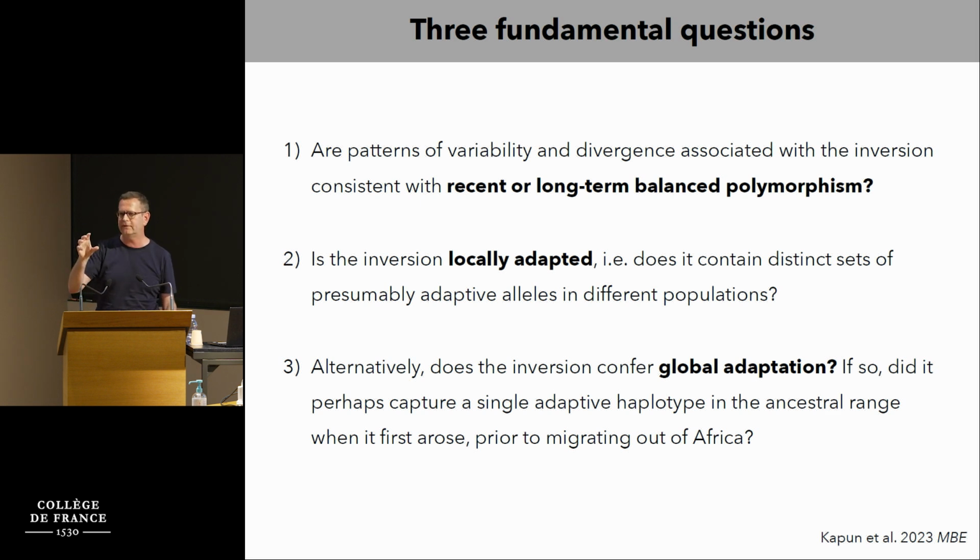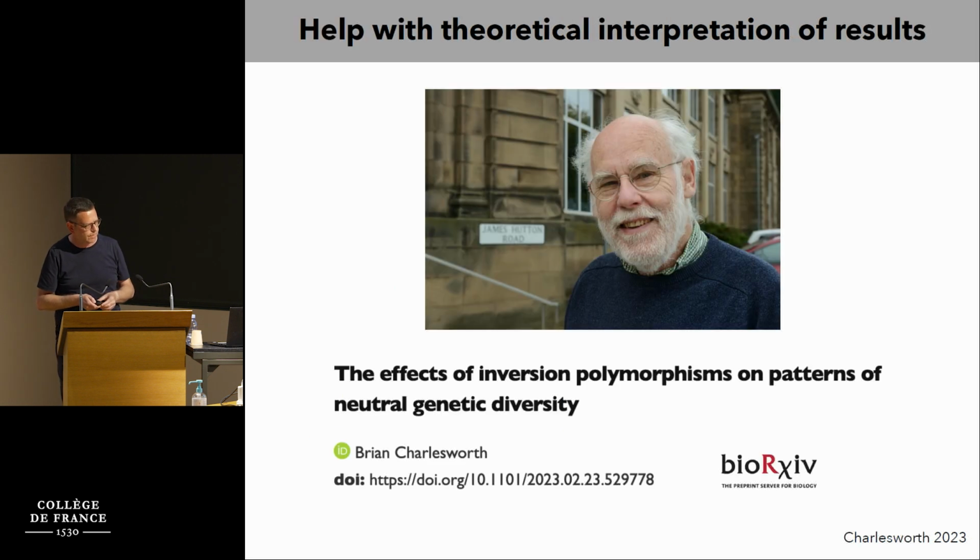So Dobzhansky had this idea for the inversions that he studied in subobscura, that maybe the same chromosomal rearrangement, the same chromosomal inversion, might capture different locally adapted alleles in different populations. And we wanted to see whether that's the case, or whether adaptation conferred by this inversion is based on the same sort of haplotype. So the question then would be whether the inversion confers perhaps some species-wide adaptation, and whether it might have captured a single adaptive haplotype in its ancestral range prior to migrating out of Africa.